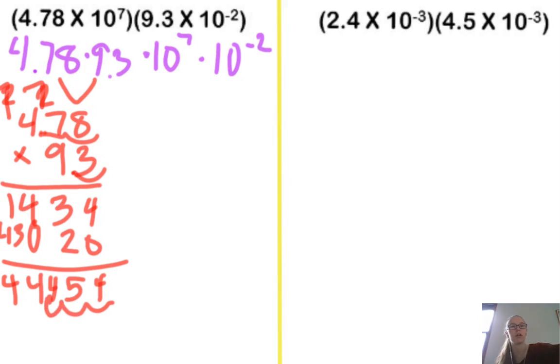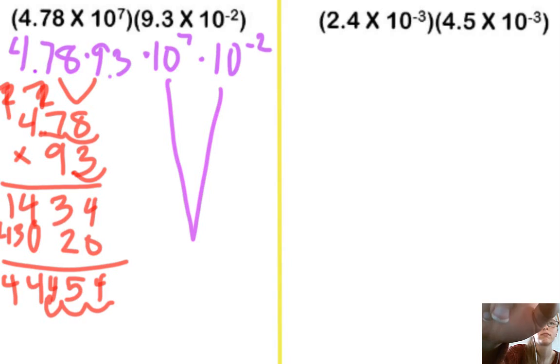So I get 44.454. Now I'm going to use the product rule and get 10 to the 5th power, because I'm going to do 7 plus negative 2.